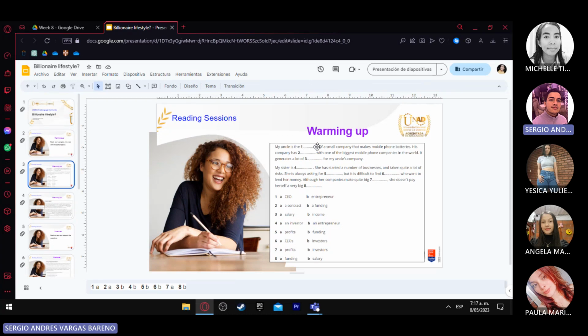My uncle is number one, CEO. So my uncle is the CEO of a small company that makes mobile phone batteries. His company has a contract with one of the biggest mobile phone companies in the world. It generates a lot of income for my uncle's company.